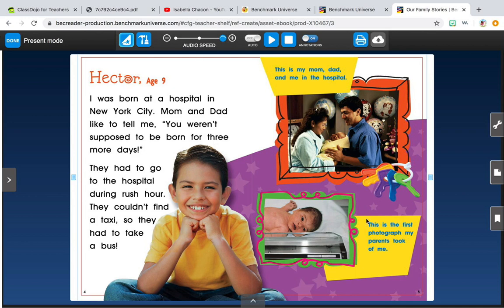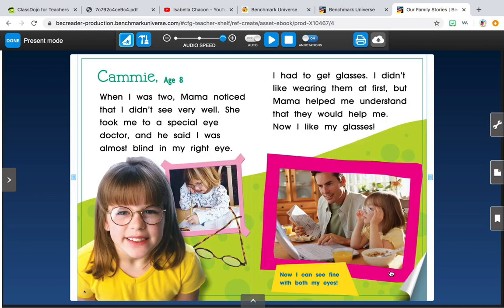So this is Hector's story. Let's read one more story. Cammy. So this is Cammy. She is 8 years old. She says, when I was 2, Mama noticed that I didn't see very well. She took me to a special eye doctor, and he said I was almost blind in my right eye. So in her right eye, she was almost blind.